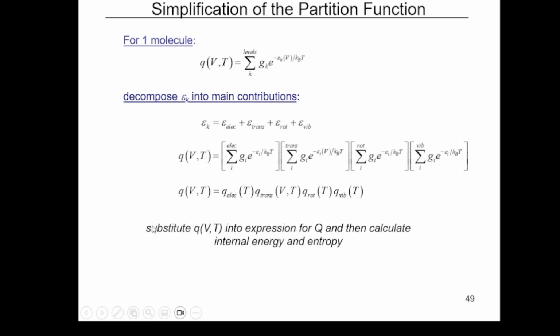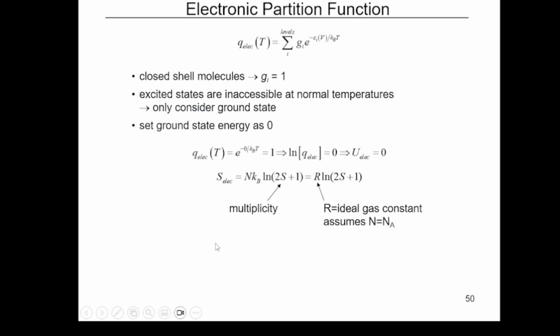So q(V,T) can be written as q electronic, which is for constant temperature; q translational is for V and T; q rotational is for T; and q vibrational is again for T. So we substitute q(V,T) into the expression for capital Q and then calculate internal energy and entropy. I'm not doing any complex mathematics here, just showing the equation. If you talk about a closed shell molecule, g_i is equal to 1.